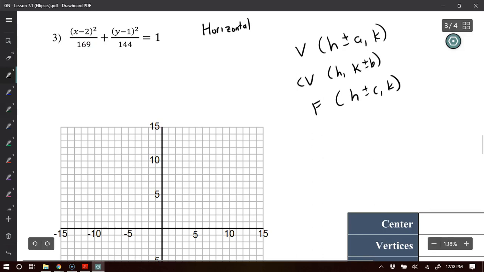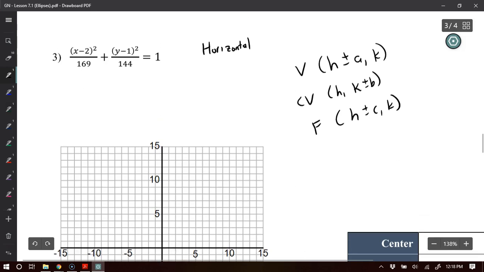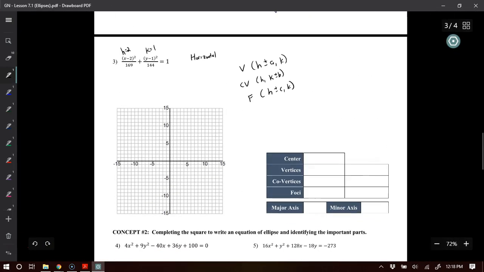Again, the most important part is you want to always start with your h and k. So h is 2, k is 1, and when I find it, I write it down and I plot it. So my center is the coordinate 2, 1. And I'm going to plot 2, 1, and I'm going to put a c for the center on it. When I find it, I plot it.